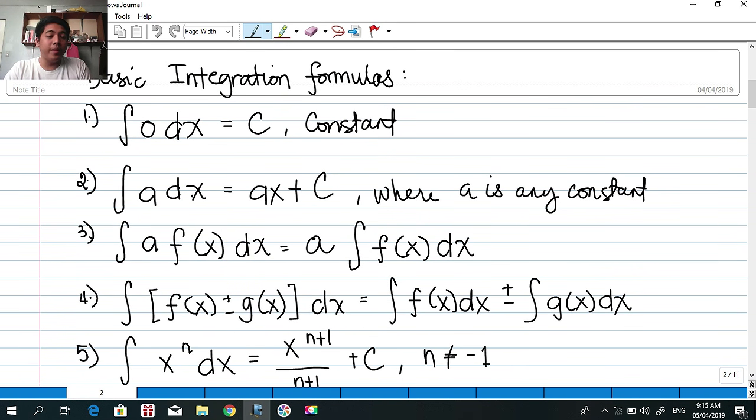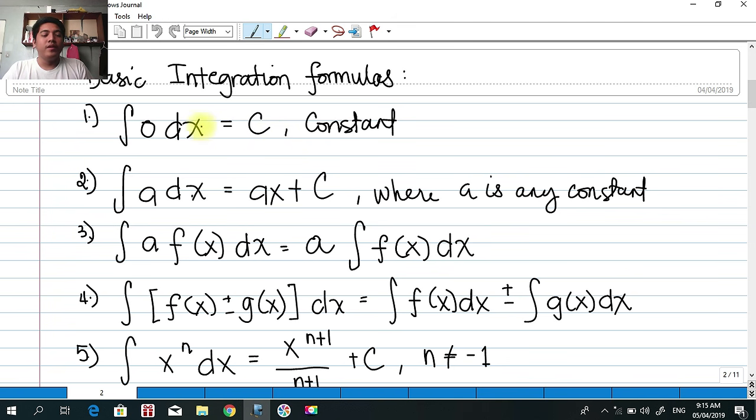So let me just introduce to you the basic integration formulas. So for number one, the integral of 0 dx is equal to c, which is a constant. So for example, what's the derivative of 2? That is 0. When we get the integral of this, we should get a constant. Basically, 2 is a constant. But we never know what that constant is. But we know that it is a constant. So we always write c.